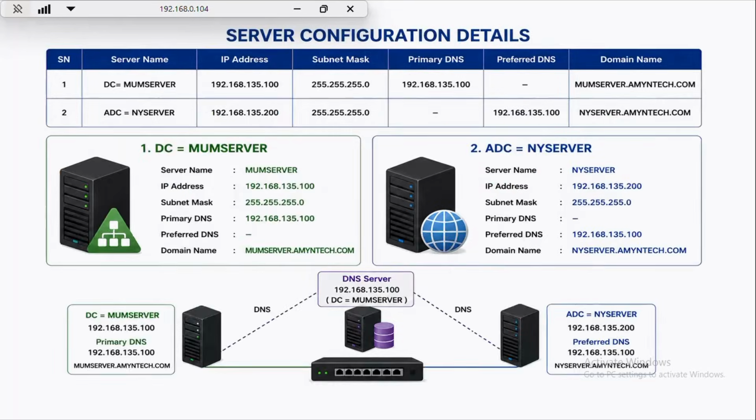So in my scenario, these are the server configuration details. The domain controller is the MUM server. The additional domain controller is the NYS server. This NYS server will be connected to AjayMynTech.com. So let us start.